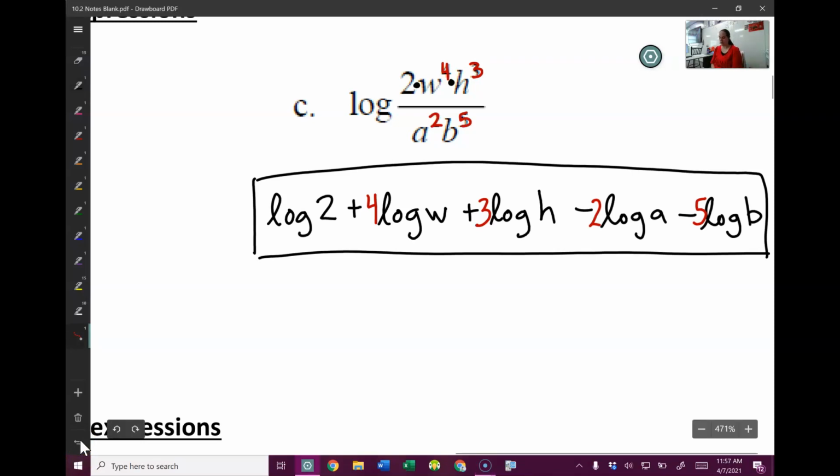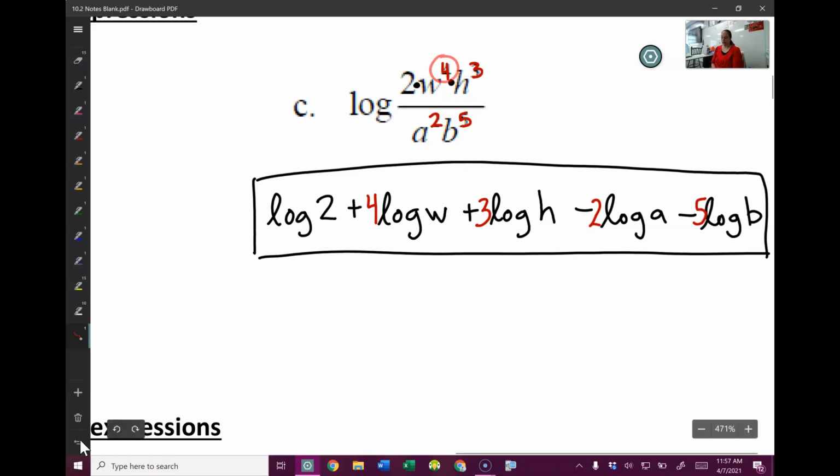So first off, the 2 is multiplying to the W, so that's an addition. The W is multiplying to the H, so that's an addition. This A is dividing, so it's a subtraction. This B, even though it's multiplying to the A, in the big picture, it's still being divided by everything else. So it is also a subtraction.